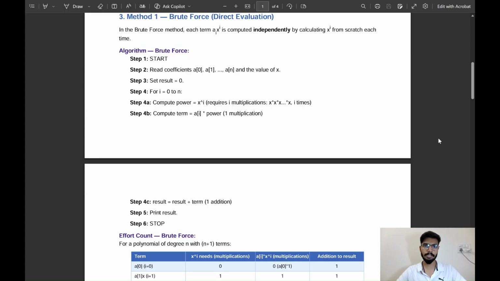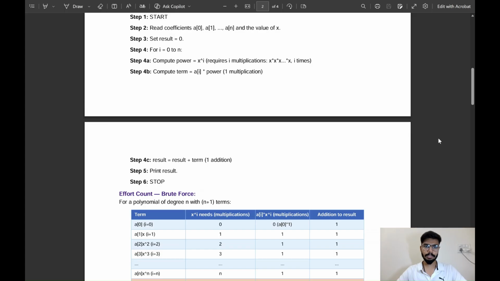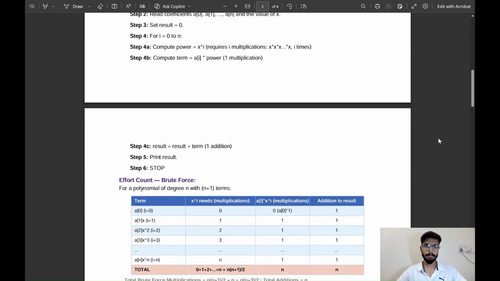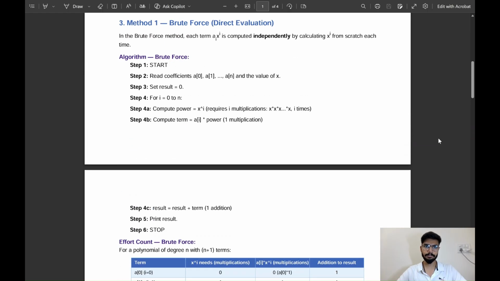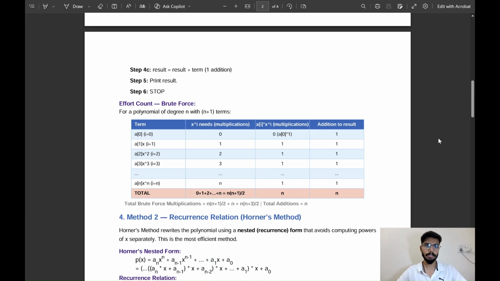Next we set the result to 0. In step 4, for i equal to 0 to n, we compute the power x to the power i, then compute the term a_i times the power. Then we make result equal to result plus term, that is one addition. Now we print our result, and in step 6 we stop.